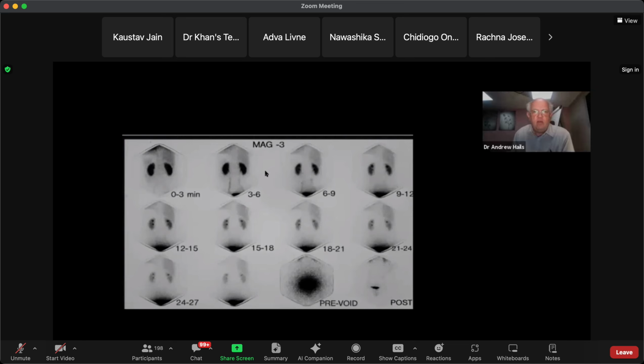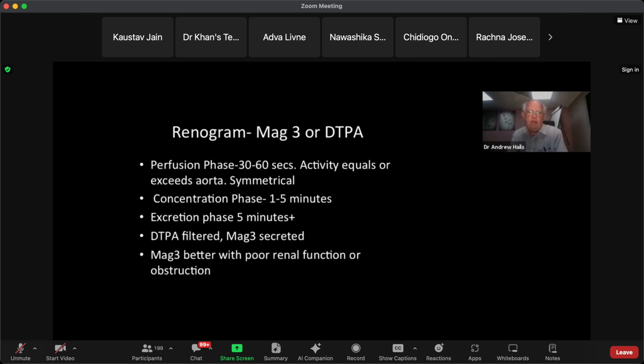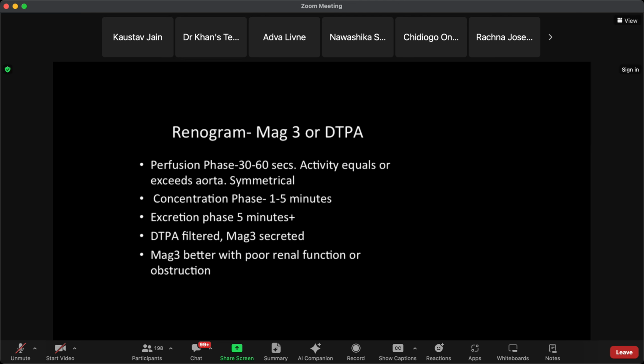And we've got the ureters, these are the scintigram images and going down into the bladder. Right. And you get the scintigram images and you also get the curves. And this is the curve of a renogram. And basically it's a normal examination. Okay. So this is just really what I've said. Nowadays, you tend to do MAG3 because it's actively secreted, whereas DTPA is just filtered.